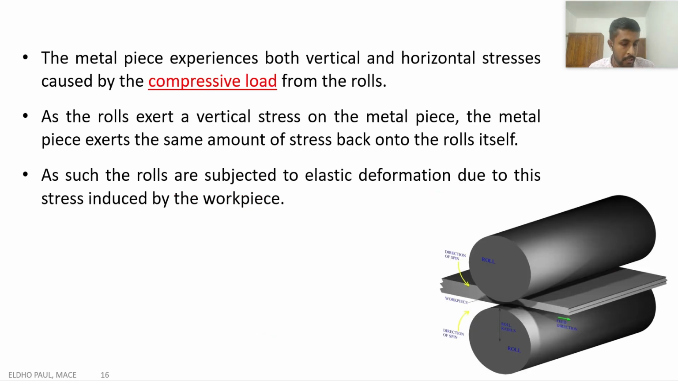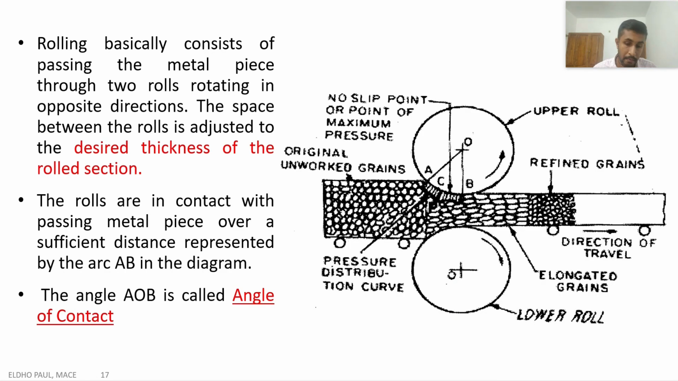Here we apply the compressive load through the rollers for the deformation. We should apply a deformation in the plastic region for permanent deformation. So we can decide the thickness between the rollers, how much thickness is required for the final product. Corresponding to that, we can adjust the thickness between the rollers, or the gap between the two rollers.